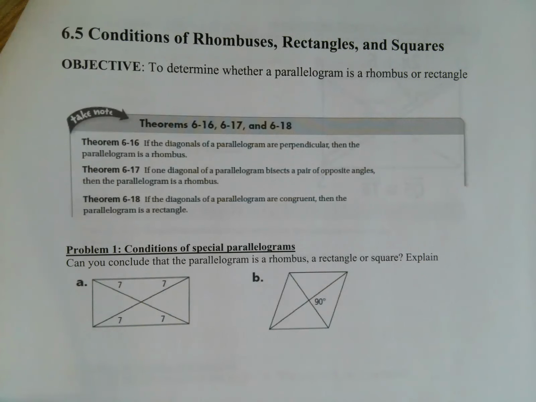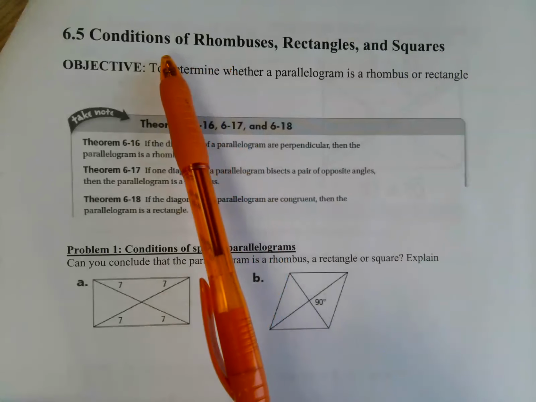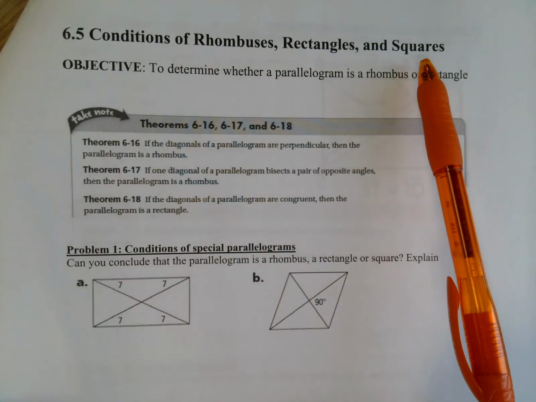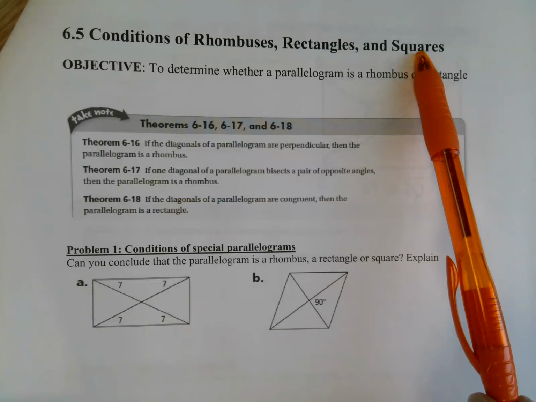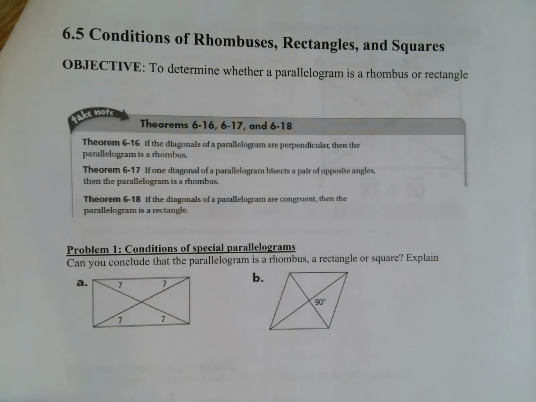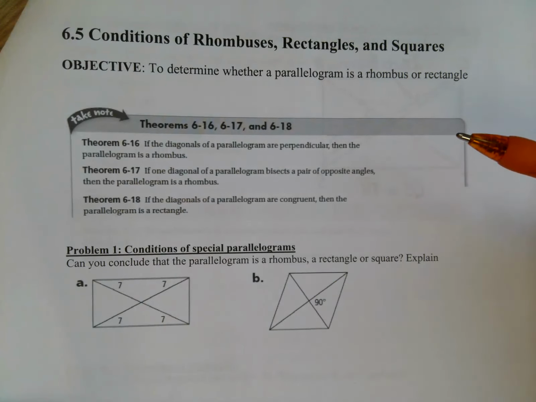Welcome back. 6.5 conditions of rhombus, rectangle, square. Now, we talked about if you know a parallelogram is one of these, the different properties that we have. Now, again, this is going over the converse of this.